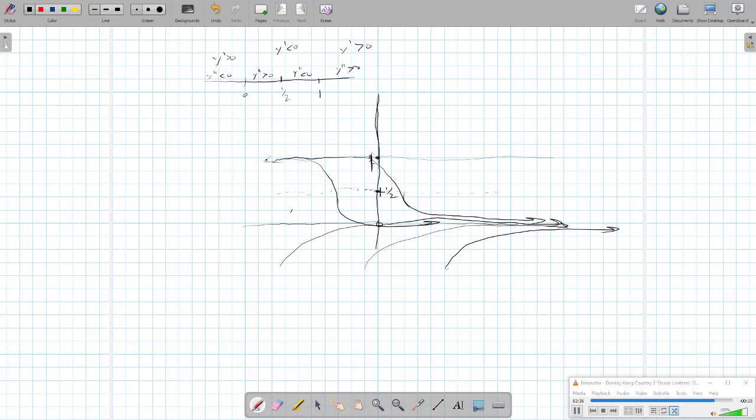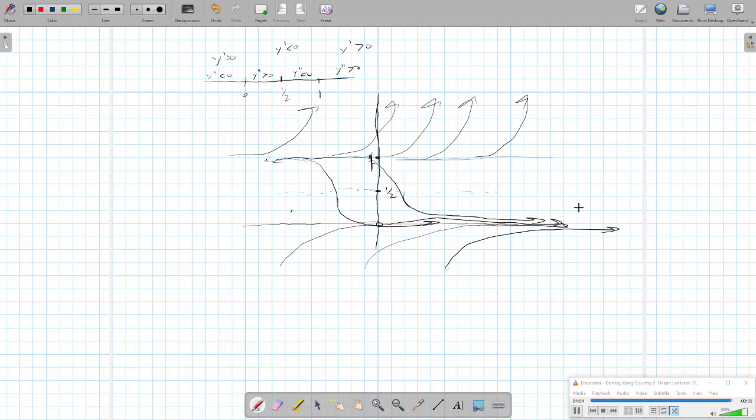Had concavity change at 1/2. And then up here, it's increasing and concave up, so it's coming away. You notice all these curves up here are spiraling out from the rest point at y equals 1. And at y equals 0, all the curves are coming towards it and staying there.